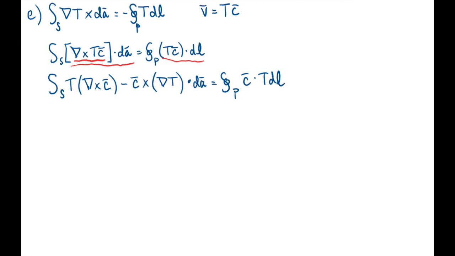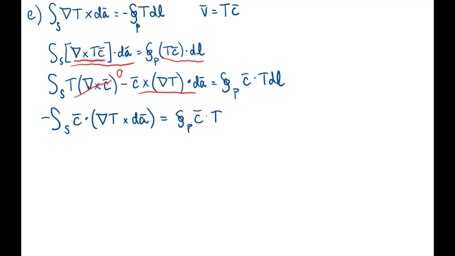We can move the scalar function from multiplying one term of a dot product to the other. The curl of a constant vector is always 0, so this term goes to 0, and we'll distribute this product so that negative c dot gradient t cross dA equals the path integral of c dot t dl. Because c is constant, we can pull it outside of both integrals, and because it's arbitrary, we can cancel it.